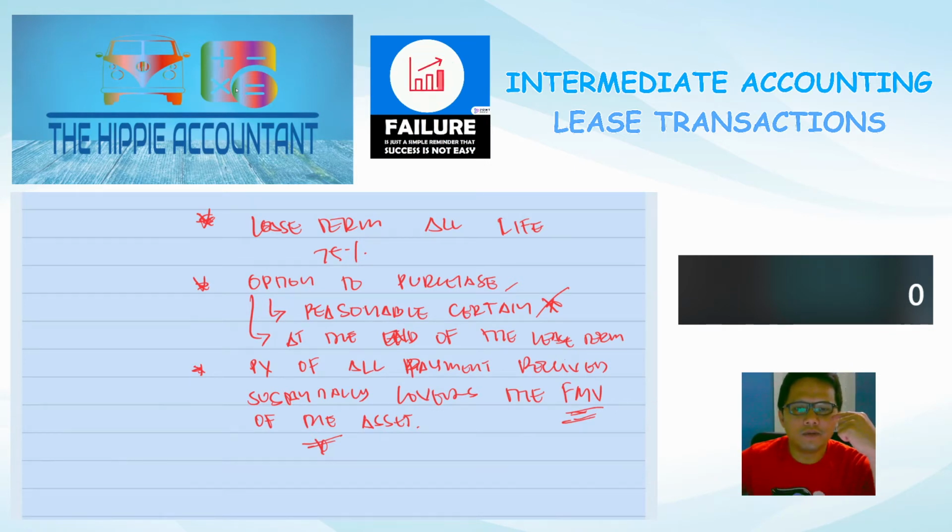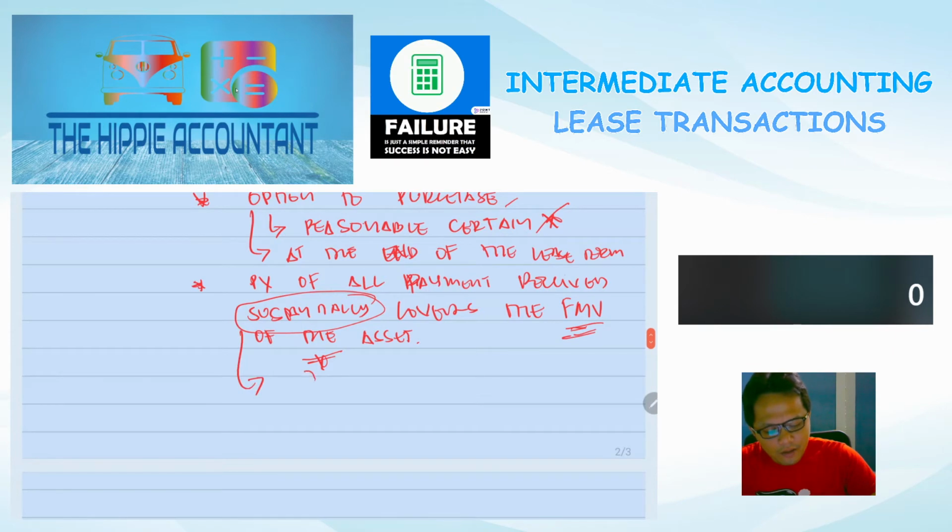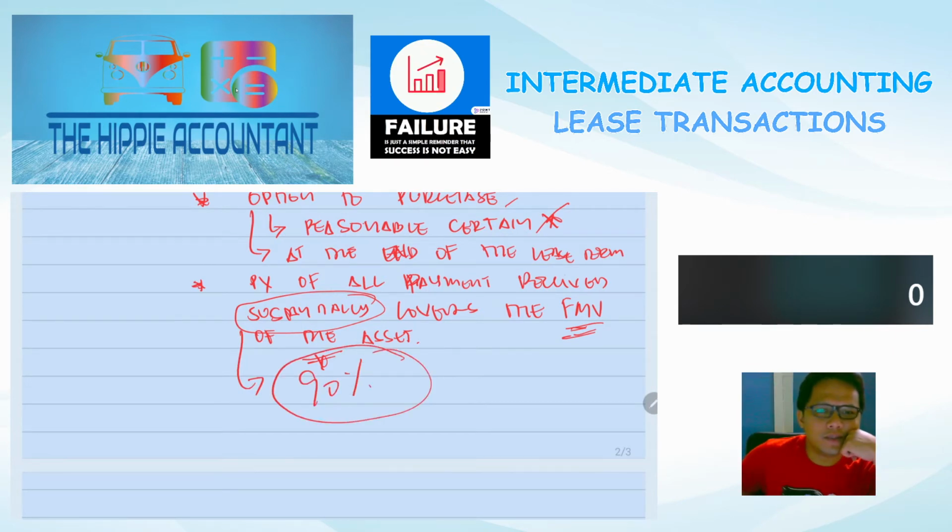Again, the problem natin dito is ano ba tong substantial? No? Kasi nga, hindi rin ito dinefine ng standard. However, per industry practice natin, yung gauge dyan is 90%. So, if the present value of all payments received by the lessor is 90% of the fair market value, then it is substantial. So, finance lease na yan siya. Okay? Finance lease na yan siya.